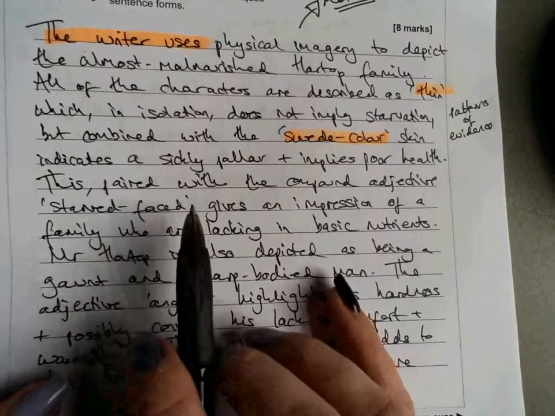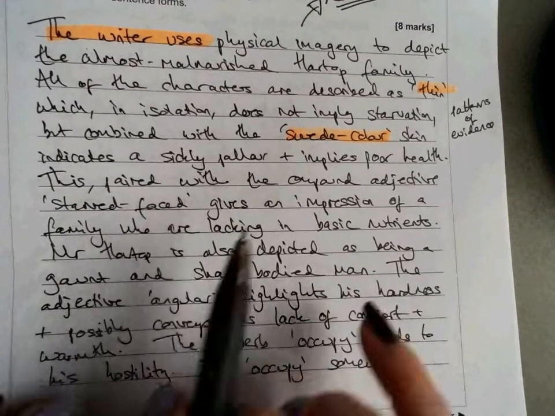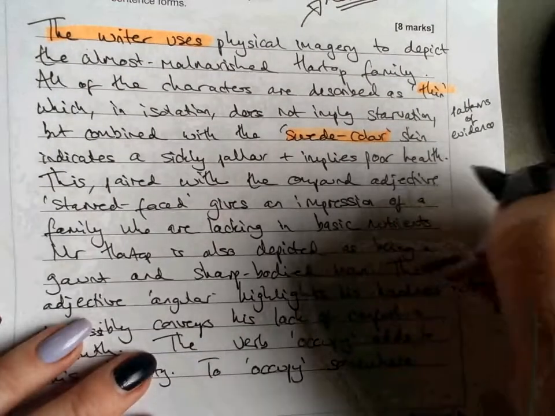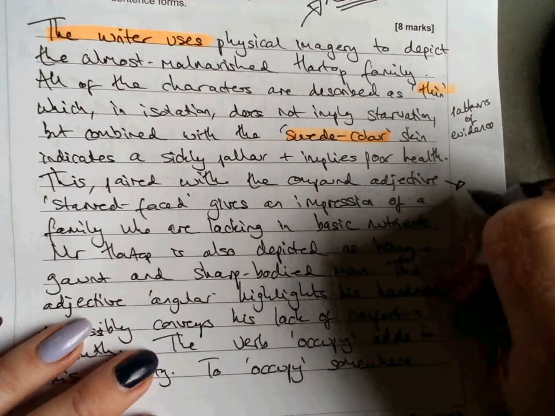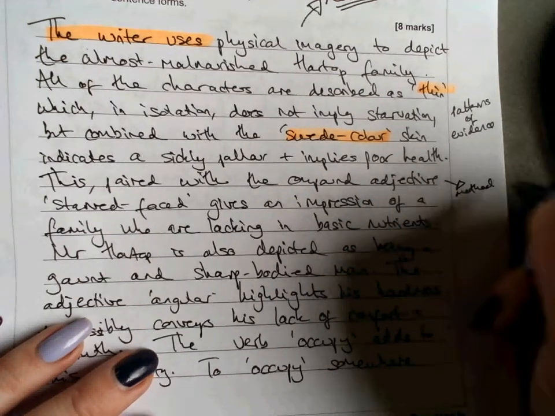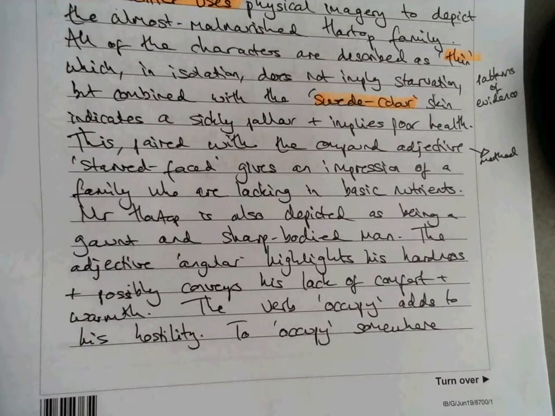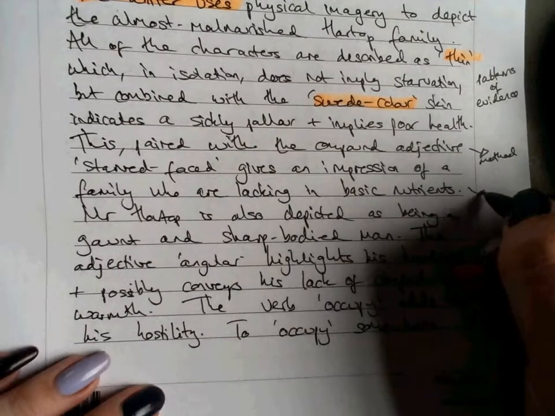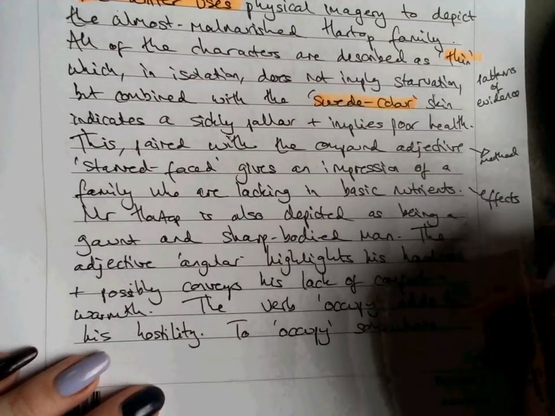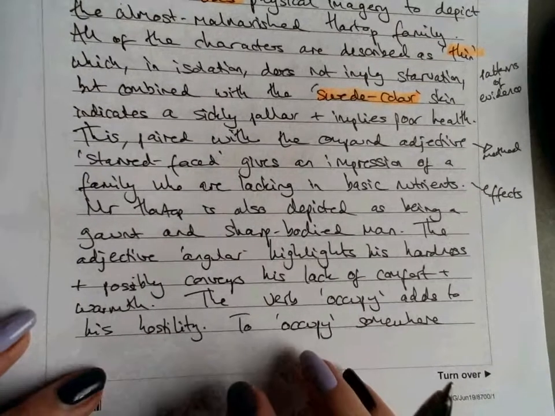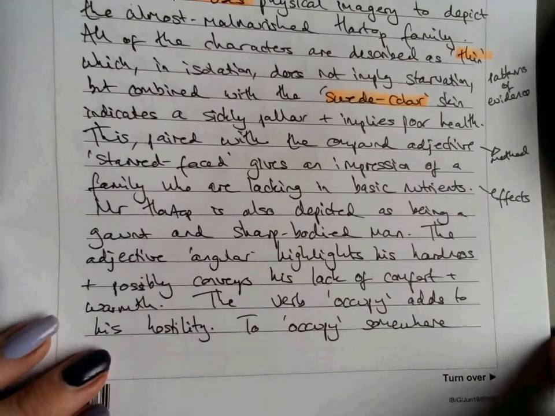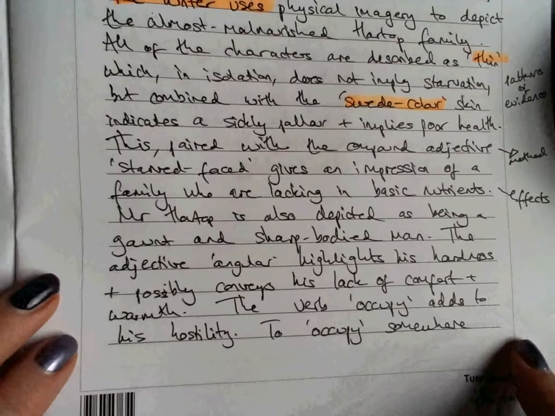I'm going to try and develop this even further. This is paired with a compound adjective, so we've got method here. Starved-faced gives an impression of a family who are lacking in basic nutrients. So there are lots of comments here on the effects, and that's what I'm doing here. Mr. Hartop's also described as being a gaunt and sharp-bodied man.